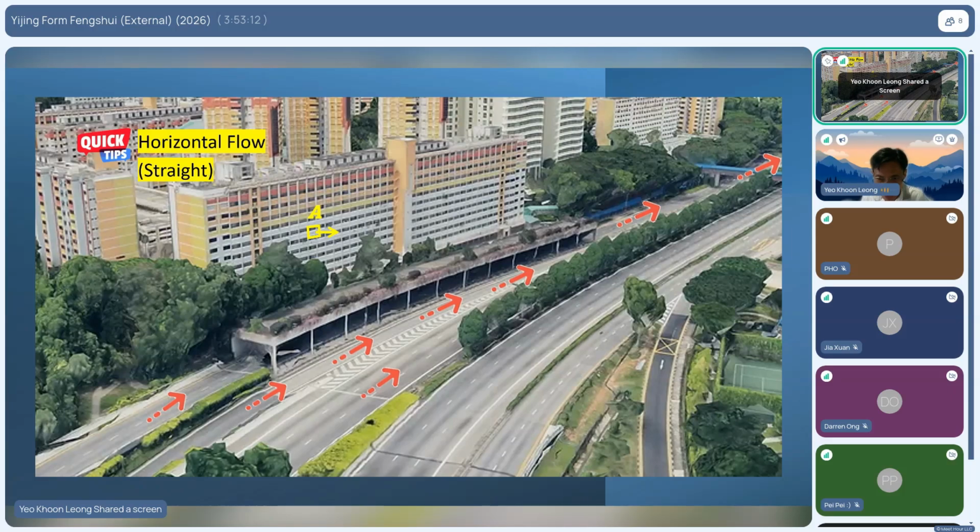Now, understand what's happening here. Qi follows water flow. So naturally, qi is flowing along the expressway. Look at the arrow, it's flowing along the expressway. And here's the problem. Because in the expressway, the qi is fast, rushing, not stopping. And this is what we call the straight horizontal flow. 直流. Okay, 直流.